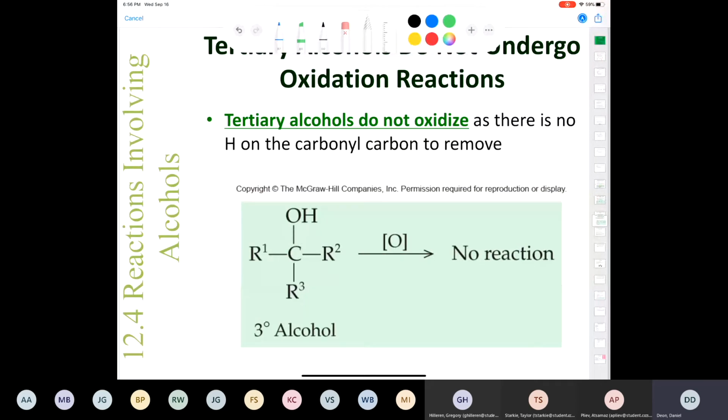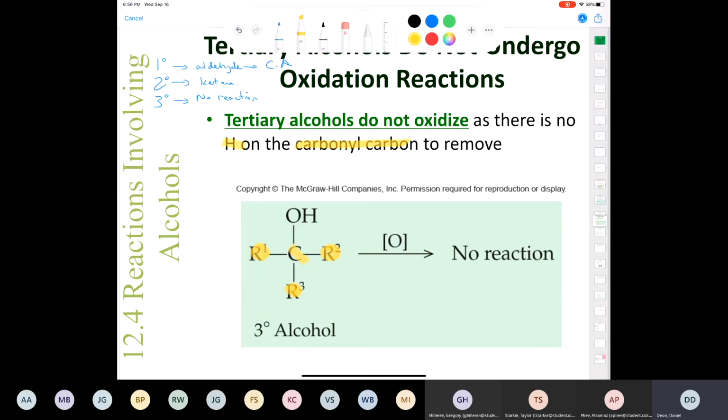So we could summarize right here. A primary alcohol gives you an aldehyde, then a carboxylic acid. Secondary gives you a ketone. A tertiary alcohol, no reaction. It will never oxidize. And the reason why is because in order for oxidation to occur in any molecule, the carbonyl carbon has to have at least 1 hydrogen in order to oxidize. And you can see there's no hydrogen here, and none here.